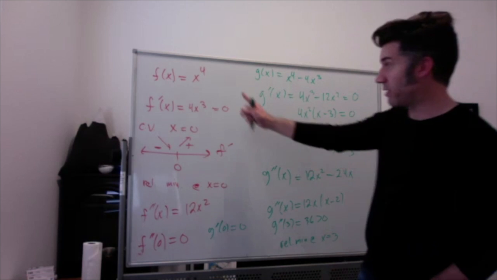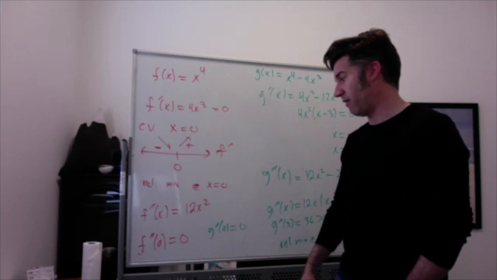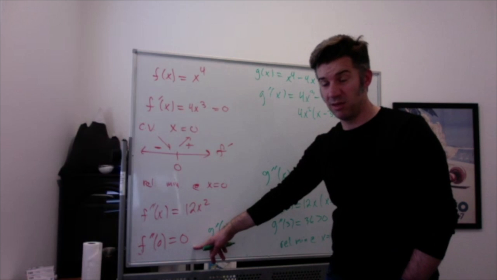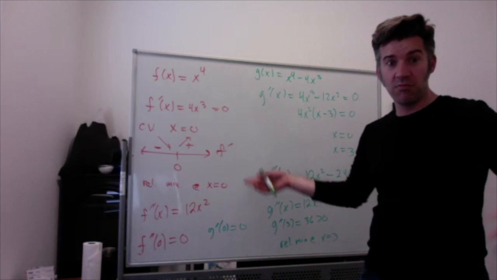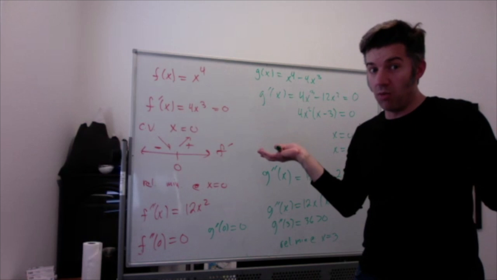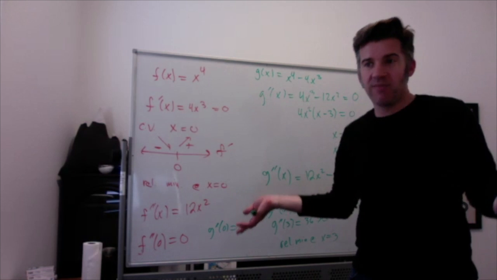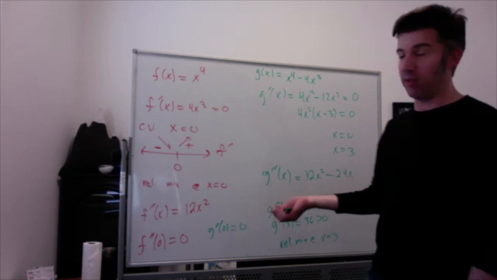Meaning it could be like this one, where I have a relative minimum there. But it could be something else, right? So if your second derivative is 0, we don't know. Could be relative min, could be relative max, could be neither. Because neither is probably an inflection point, by the way.